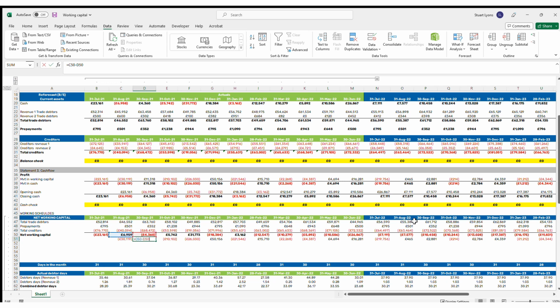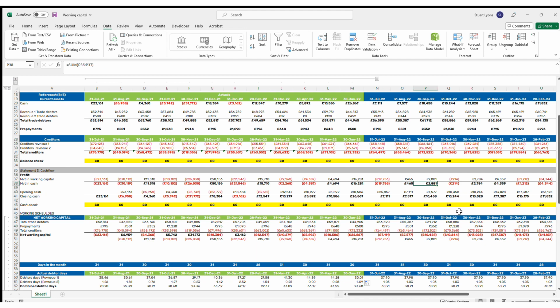And we take that and we plug that back into our cash flow here. So you've got the movement in the net working capital, you have your opening cash and your closing cash, which is simply the movement in your net working capital plus your opening cash gives you closing cash, which you plug back in to your balance sheet. And you can see then the whole balance sheet balances. And that's all you have to do.